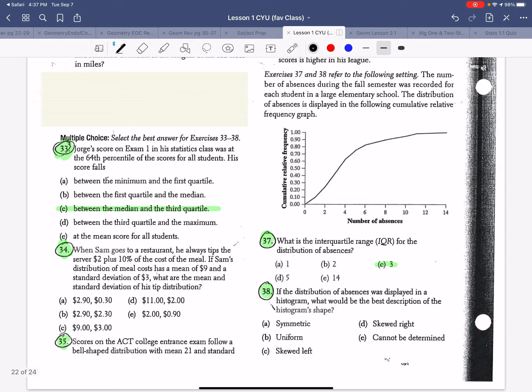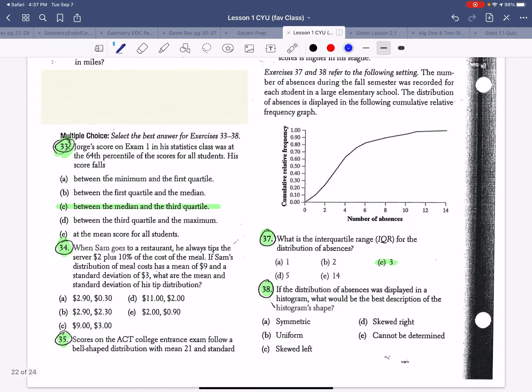Okay, so I'm actually going to jump to number 37. IQR, we know, is quarter 3 minus quarter 1, right? And that is at the 75th percentile. And this quarter 1 is at the 25th percentile. So this would be at the 25th, right? You see what I'm saying? And this would be at the 75th percentile.